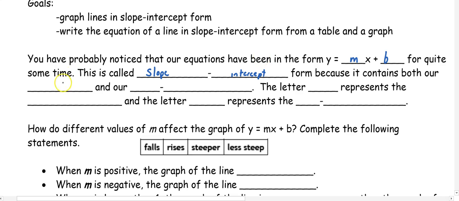because it contains both our slope and the y-intercept. The letter m represents the slope, and the lowercase letter b represents the y-intercept. It's only the y-coordinate of the y-intercept, as you remember from before. So how do the different values of m affect the graph of y equals mx plus b?